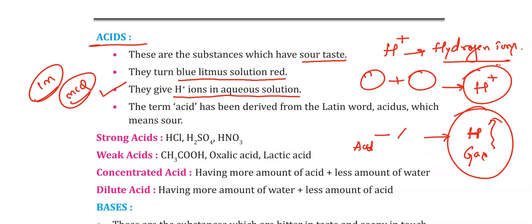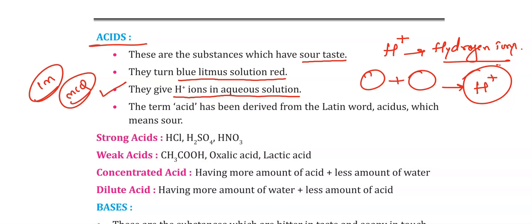And children, this point is not so much important, but still you need to remember it. The term acid has been derived from the Latin word acidus. Remember, before that the name of the acid was acidus. The meaning of acidus is nothing but sour. Sour we call it as acidus, but later on we are going to call it as acid.